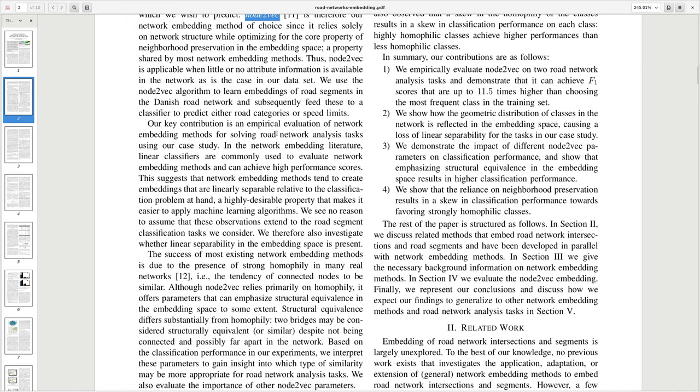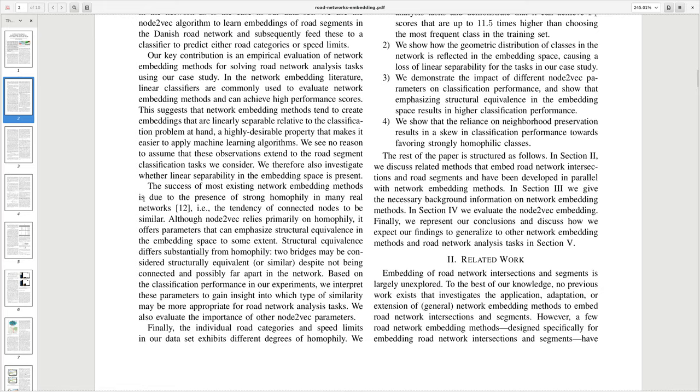Our key contribution is an empirical evaluation of the network embedding methods for solving road network analysis tasks using our case study. In the network embedding literature, linear classifiers are commonly used to evaluate the network embedding methods and can achieve high performance scores. This suggests that the network embedding methods tend to create embeddings that are linearly separable relative to the classification problem at hand. This is a highly desirable property that makes it easier to apply machine learning methods. We see no reason to assume that these observations extend to the road segment classification task we consider. We therefore also investigate the linear separability in the embedding space.